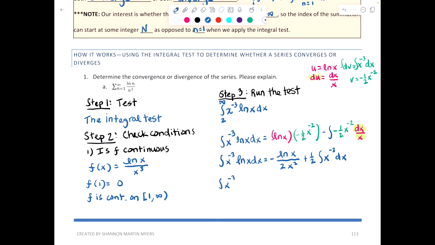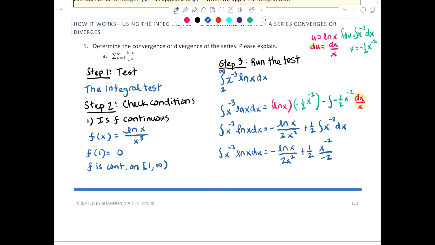So we'll have x to the negative 3 times natural log of x dx, almost there, equal to negative natural log of x over 2x squared plus 1/2 times, we'll get, let's see, x to the negative 2 over negative 2. We're not going to need the constant of integration because we'll be using the limits on that improper integral. And so let's see what we end up with.